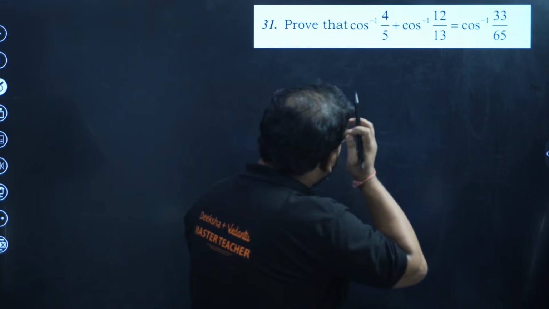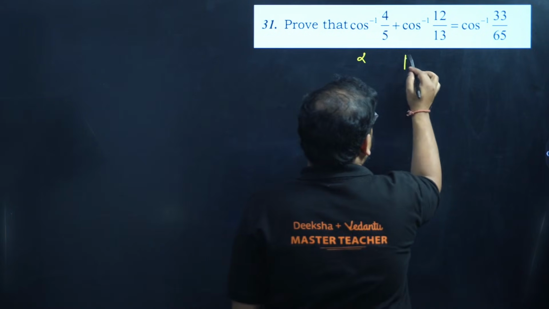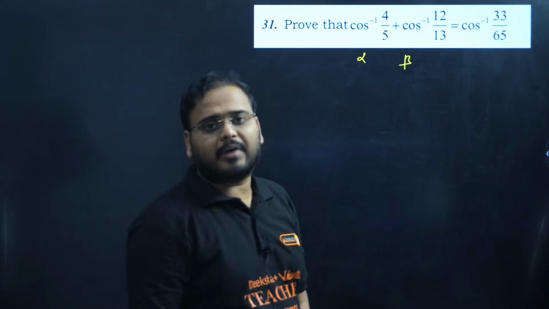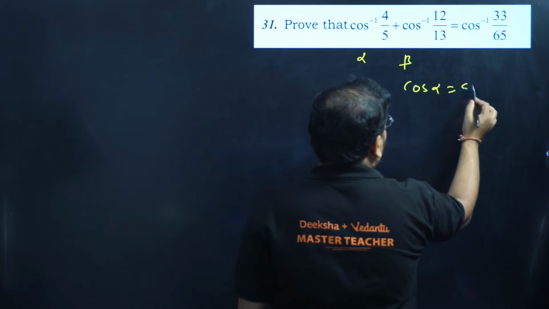So we have this formula, sum of the angle. These are all angles, right? Alpha, beta. Sum of the angle equal to other angle. How do you find it? Simply, if you take this as alpha, you get cos of alpha as 4 by 5.